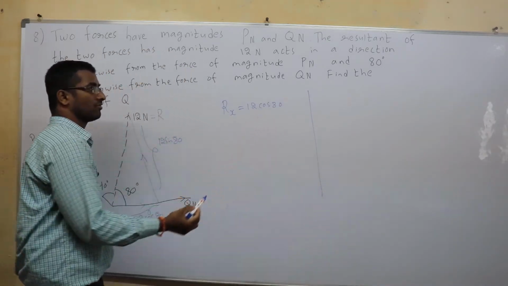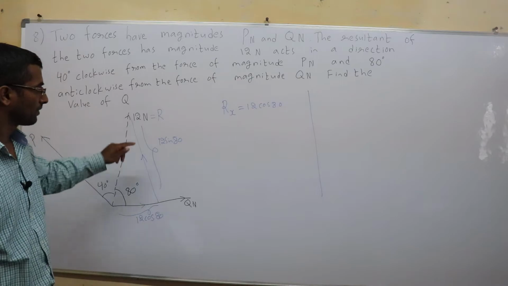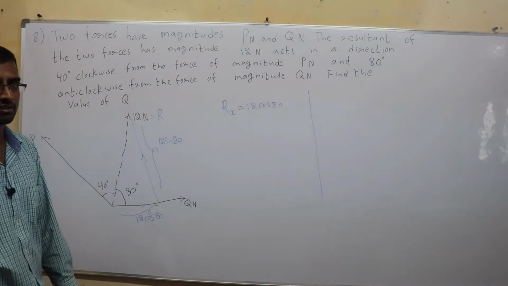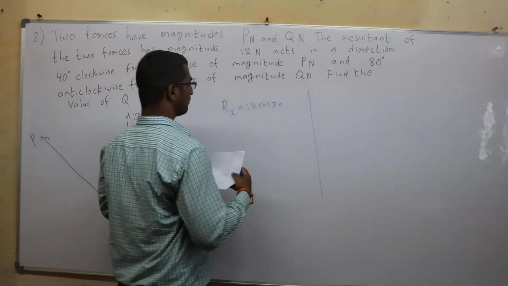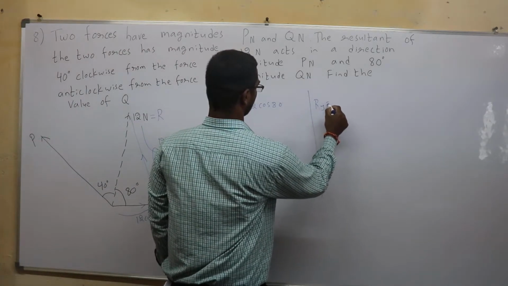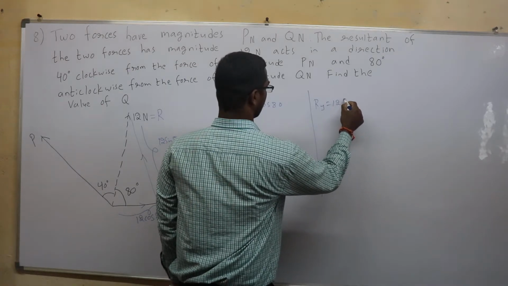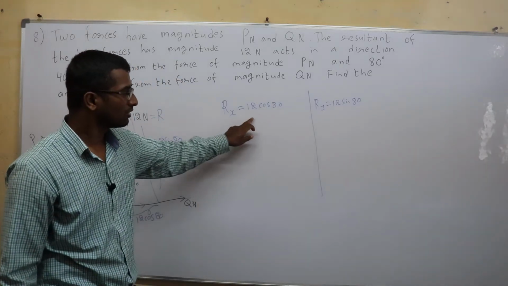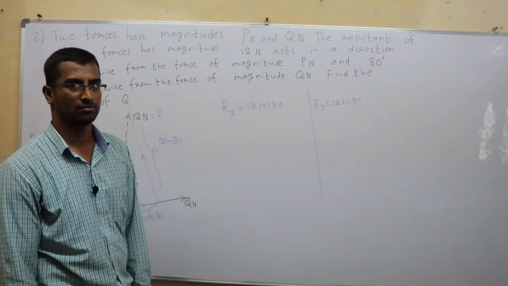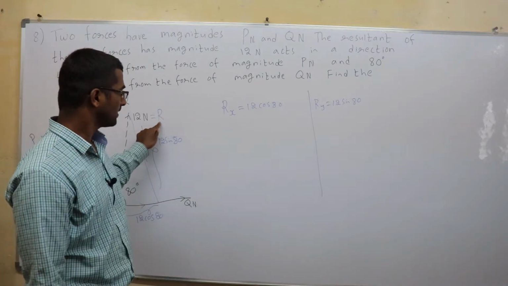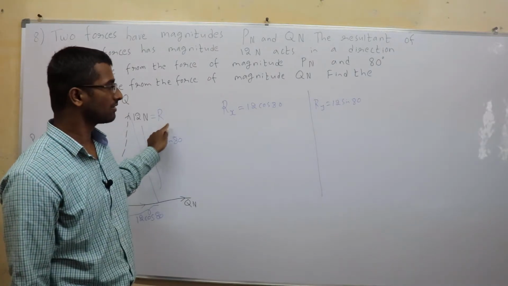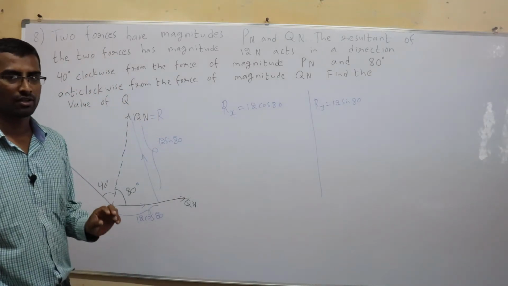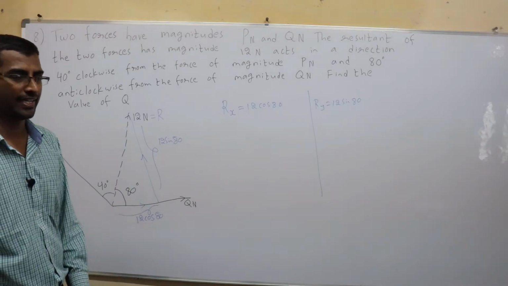If you understand this one, your sum will be easier. Since this is the resultant, the component of this will be your Rx, and the component of this will become your Ry, equal to 12 sin 80. If you could form these two lines correctly, you will get the sum. Clear? Since this is the resultant, the component along the x-axis will be Rx, and along the y-axis will be Ry. Clear?